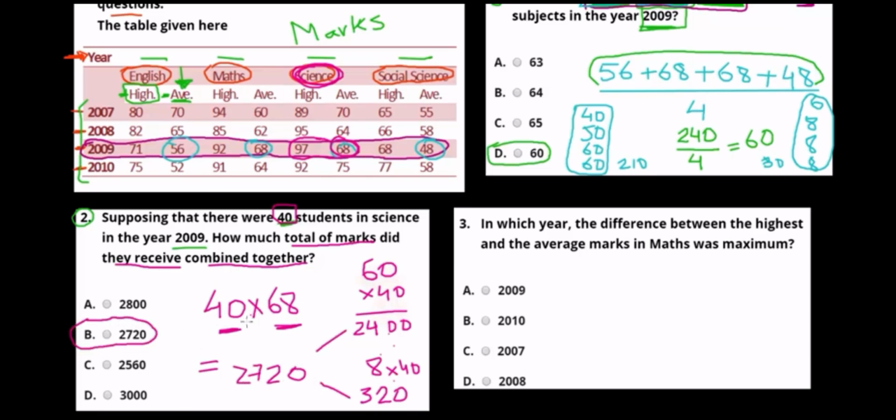So combined together in 2009, if there are 40 students, each getting 68 in the subject science, the total is going to be 2,720.